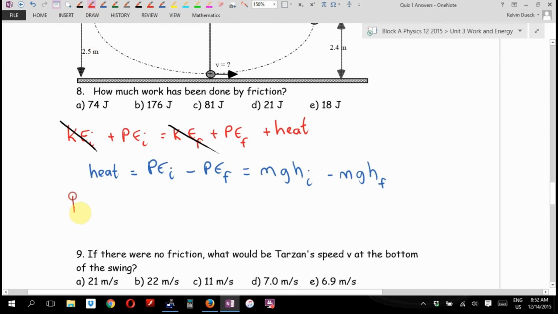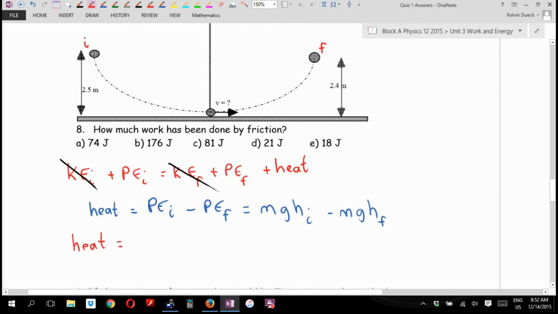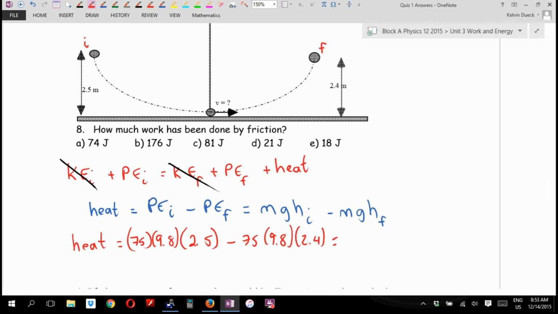Okay. Heat is going to be Tarzan's mass 75 times 9.8 times 2.5 minus 75 times 9.8 times 2.4. I think I can do this in my head too, because I can factor out the 75 and the 9.8. So it's really going to be 0.1 times 75, which is 7.5 times 10. The answer is going to be a little bit less than, is it A? Yeah, it's going to be slightly less than 75.